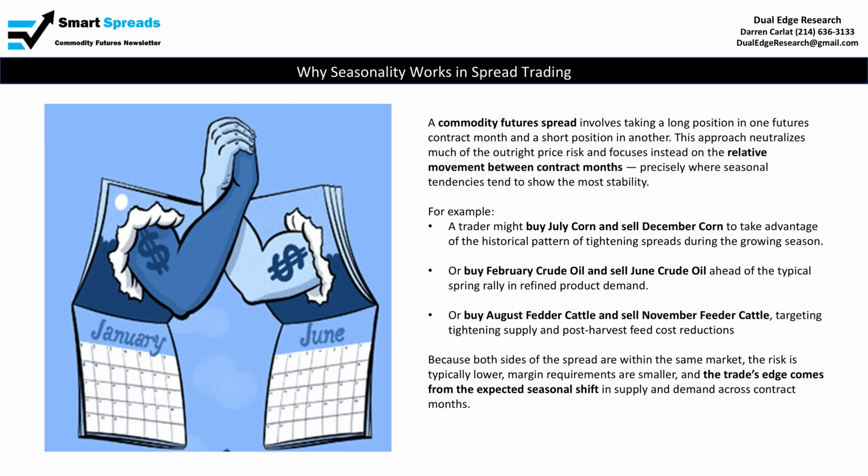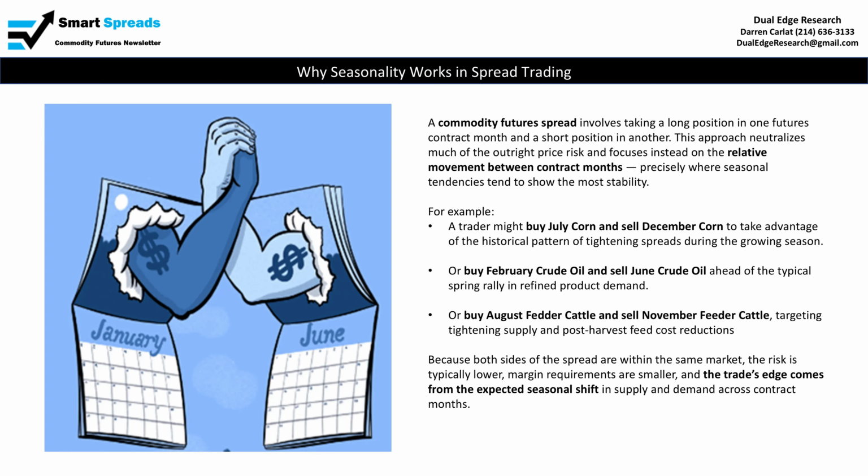Seasonality becomes most effective when it's applied through spread trading, a structured approach that focuses on the relationship between contract months rather than outright price direction. A commodity futures spread involves taking a long position in one futures contract month and a short position in another within the same market. This design naturally reduces overall risk because price shocks in the broader market affect both sides in similar ways. Instead of trying to predict whether prices will rise or fall, spread trading targets the relative movement between contract months, exactly where seasonal tendencies tend to be the most stable and predictable.